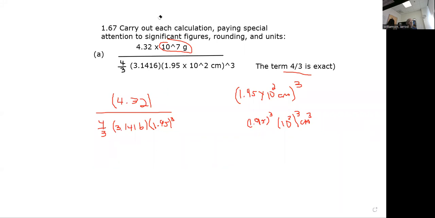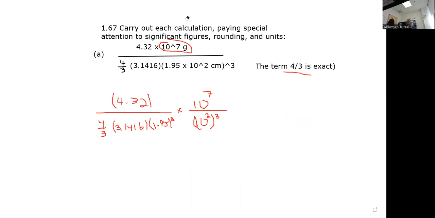So I'm going to go times 10 to the 7th. And I'm going to have 10 squared, all of that cubed. And then I'm going to put my units in a more convenient place. So I'm going to put my units over here, grams, and I'm going to have centimeters cubed.